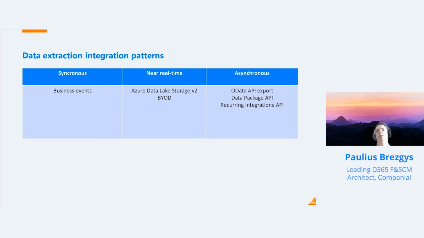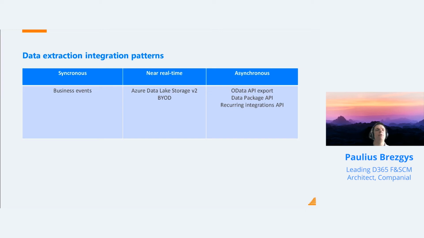So that's also a good pattern to use. However, of course, this is fully asynchronous. So you have to make calls. You have to call Dynamics 365, ask, hey, what's new? And then get that new stuff out of the system. So yeah. And the near real-time integration patterns are the ones that we are talking about.